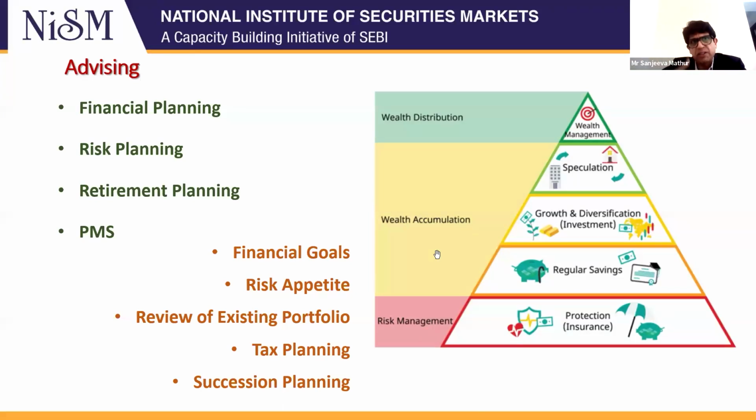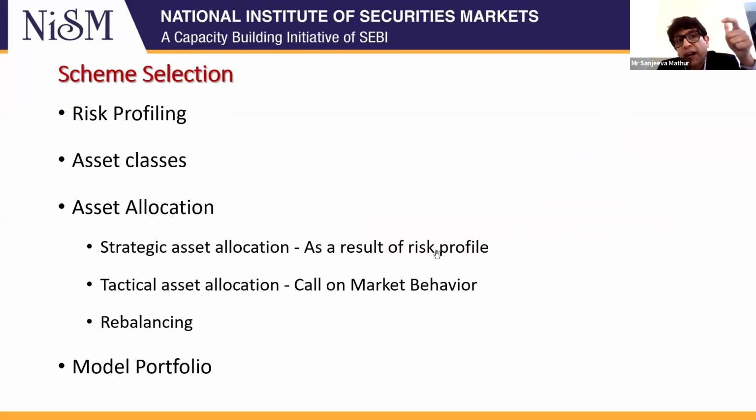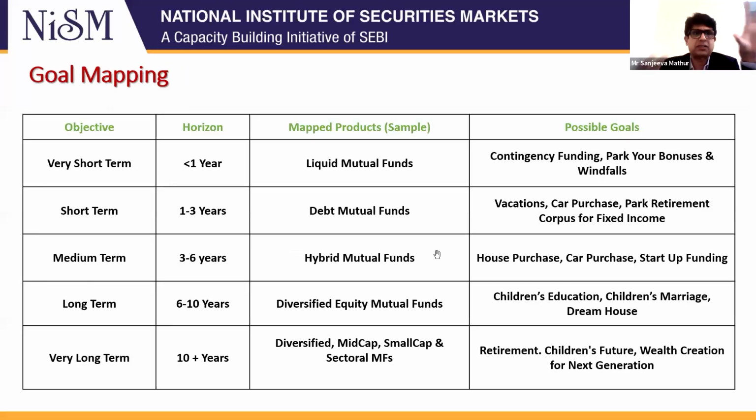On the equity side, 5 years, 7 years, 10 years, 15 years. I've just given an example. Scheme selection, risk profile, asset classes, asset allocation, strategic asset allocation as a result of risk profile, tactical, or market behavior, etc. Very short term, less than 1 year, liquid mutual fund. We discuss equity today. You park your bonuses, windfalls, etc. Short term is generally 1 to 3 years, debt mutual fund, for vacations, car purchase.